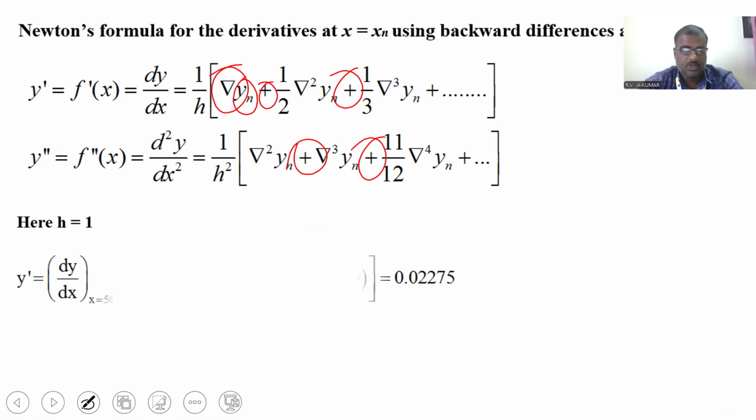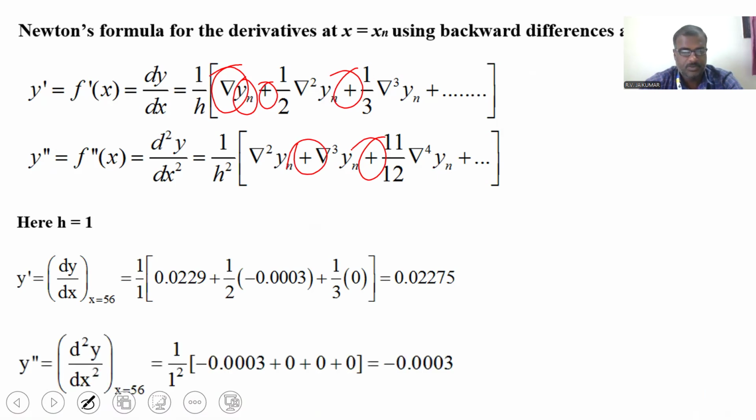Okay, so now when h equal to 1, we get the first derivative value 0.02275. Second derivative: 1 by 1 square times minus 0.0003 plus 0 plus 0 plus 0, equal to minus 0.0003. Okay, so these are the derivative values for the given problem.